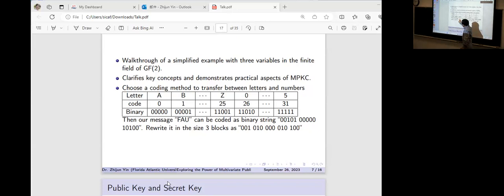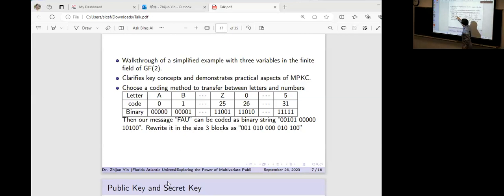So to make it clear, for example, if we want to send a message as a letter, first we choose our coding method to transfer the letters into numbers. There are different codings you can choose from, like the Morse code we used in World War I and World War II. You can also use ASCII code, which is a standard code. But we try to use a code where every code has a displayable letter. If you use ASCII code, some control codes do not display on the screen.